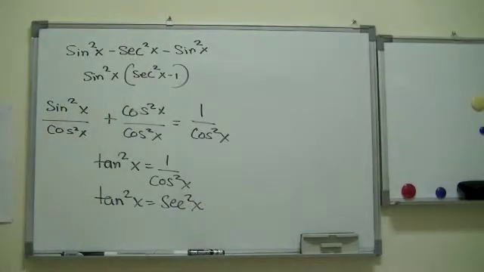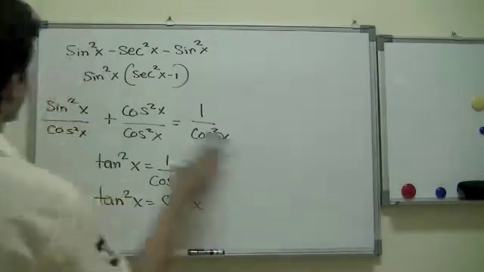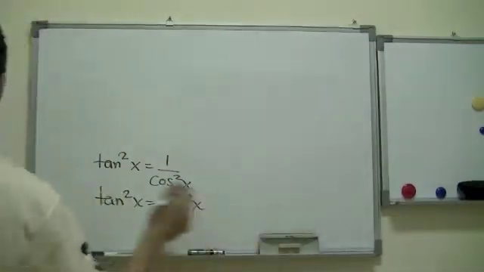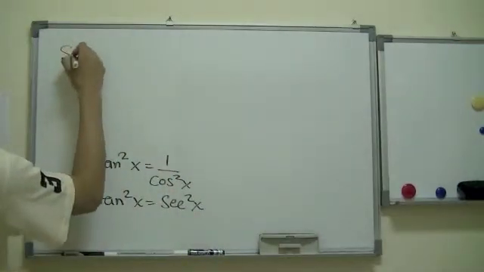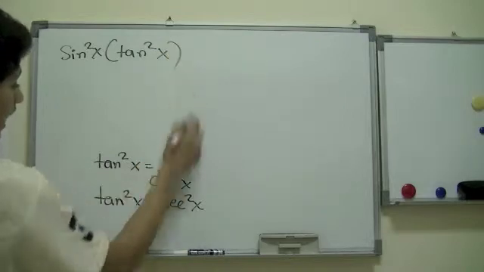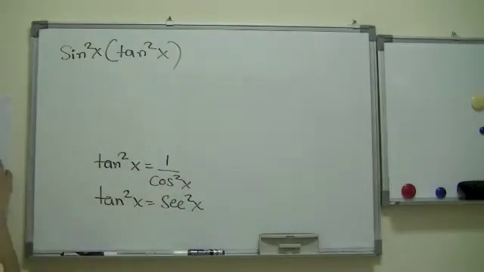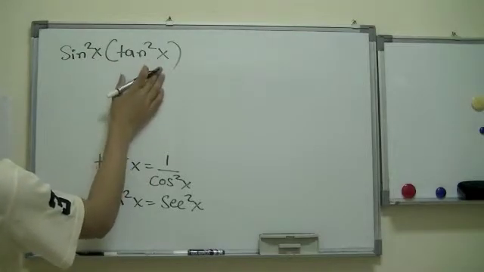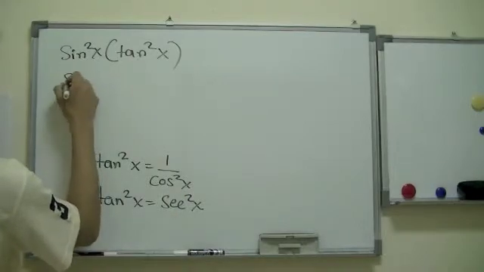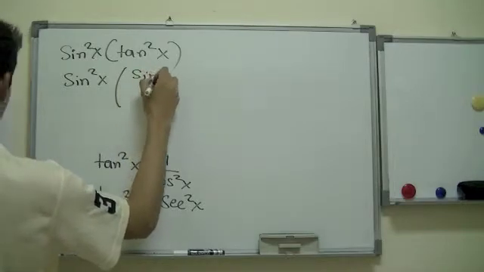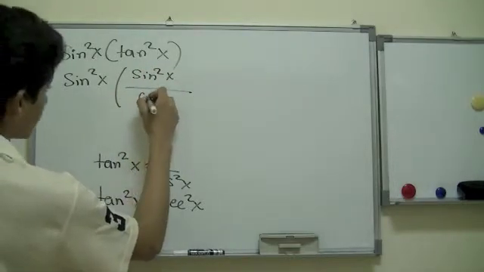Okay, let me just go ahead and erase this space over here. You can also flip this around and write this equation as sine squared x multiplied by tangent squared x. And the tangent squared x can also be written as sine squared x divided by cosine squared x.